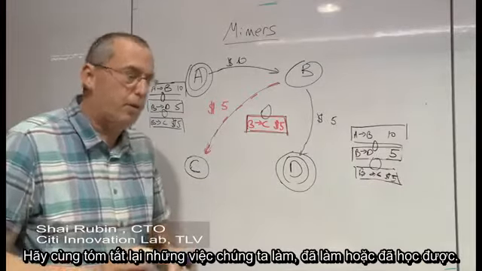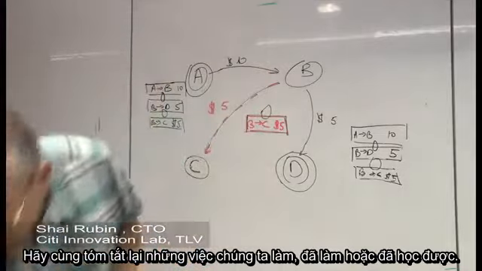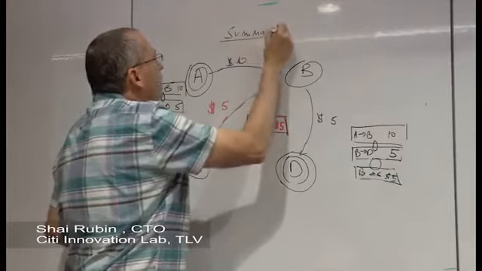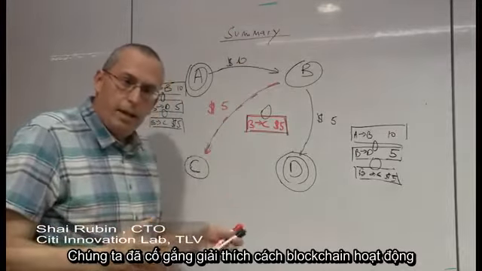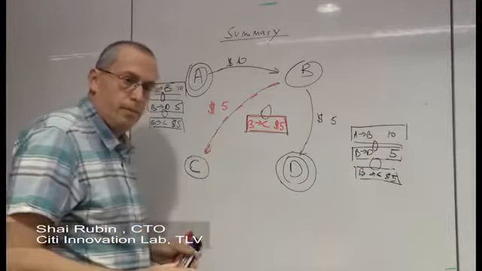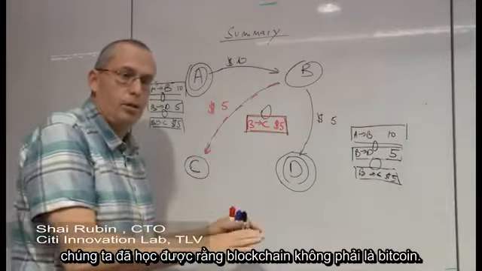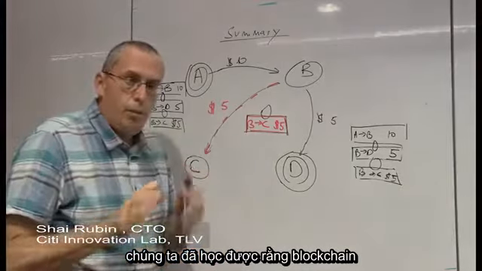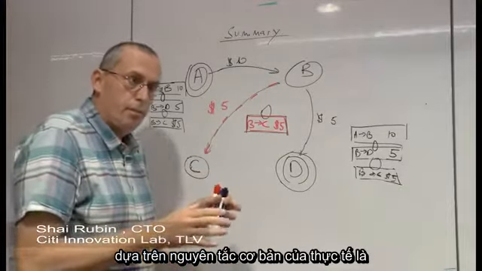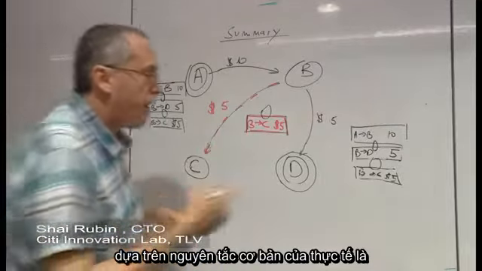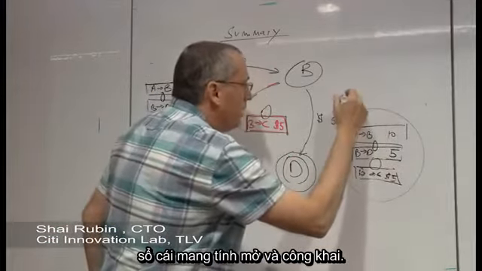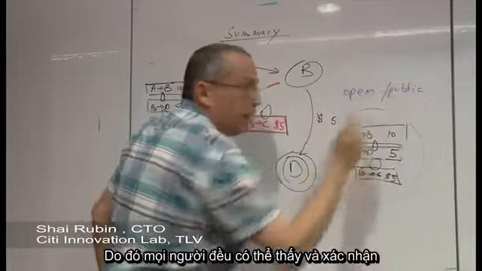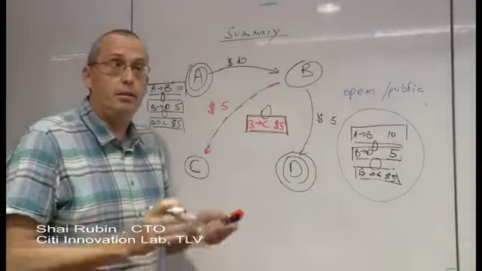Let's try to summarize what we learned. We tried to explain how blockchain works. We learned that blockchain is not Bitcoin. These are two different things. We learned that blockchain is based on basic principles: the ledger is open and public, such that everyone can see and validate transactions.